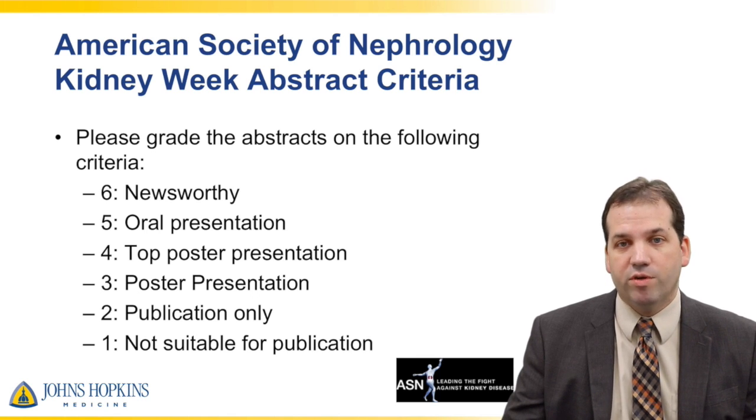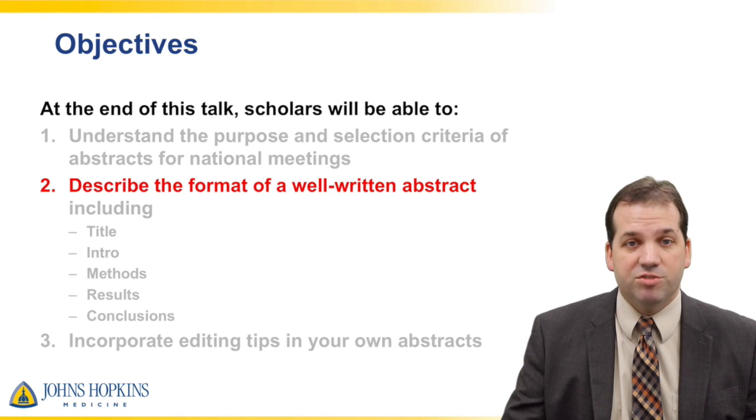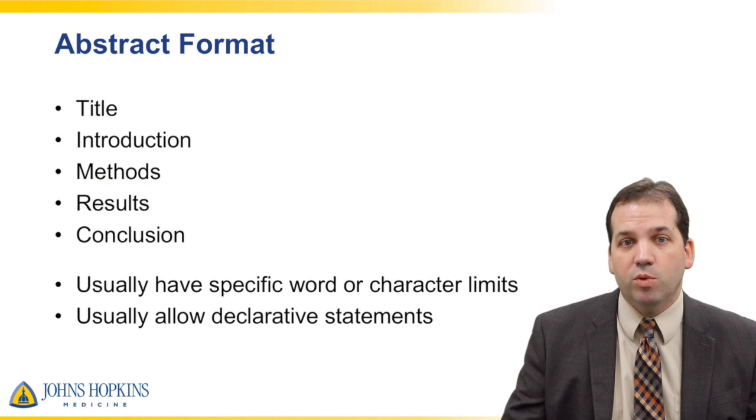Again, across the 2 to 3 reviewers, they'll average the scores and then give an overall score for the abstract chair to review. So those are some typical criteria that abstracts are graded. Now we're going to talk about the format of a well-written abstract. Abstracts typically have several different formats, but the main ones that you'll see include specific elements.